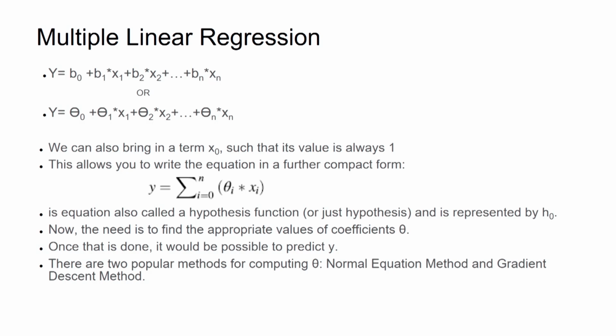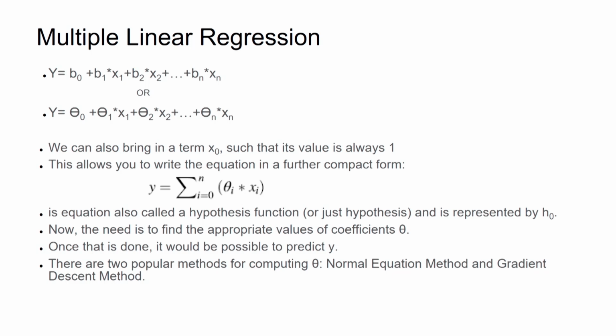In that case, our model will be y is equal to b naught plus b1 x1 plus b2 x2 up to bn xn, where x1, x2 up to xn are independent variables and y is dependent variable. So, y is depending on x1, x2 and so on, and since there is a linear relationship, it can be written as y is equal to b naught plus b1 x1 plus b2 x2 and so on.